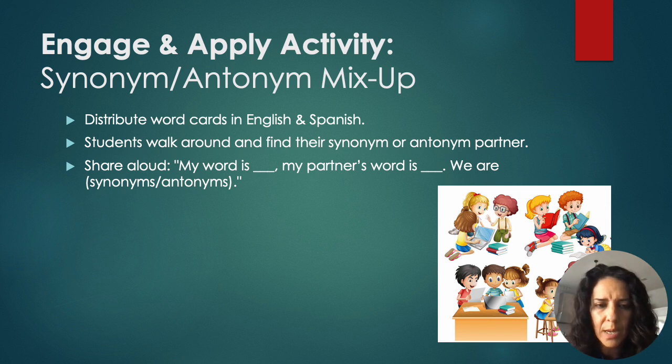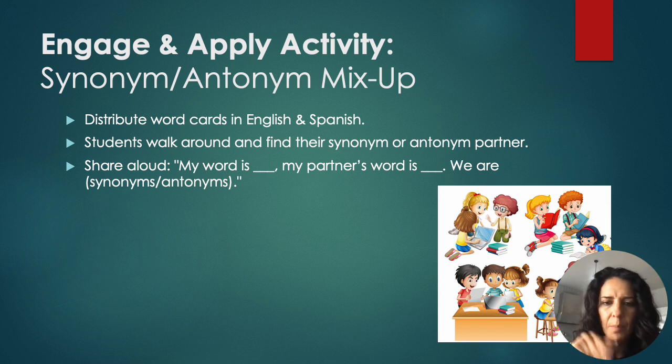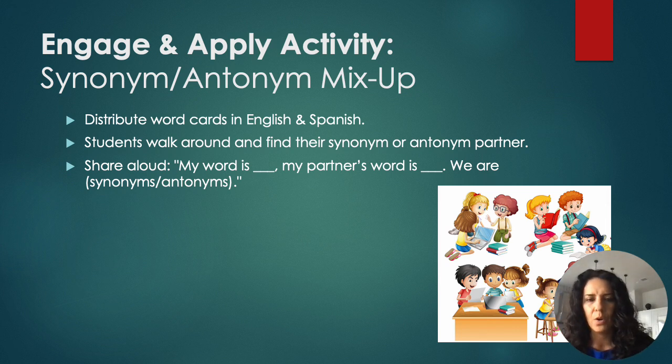So when they finally found their partner, they would say, my word is blank. My partner's word is blank, and then they would say whether they were synonyms or antonyms. And they would continue doing this until they got the gist of it and the understanding of it, or until everybody got to share what their word is and what their partner's word is.